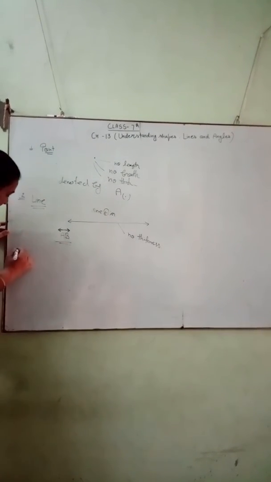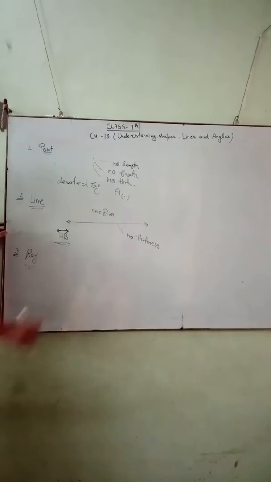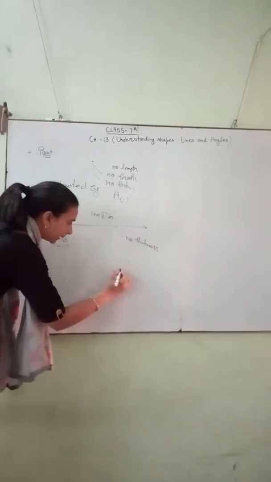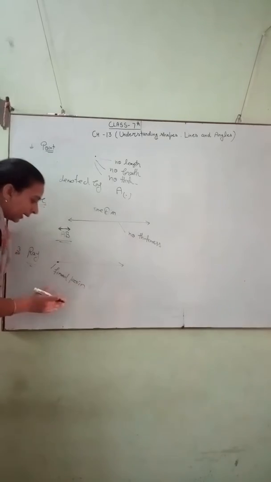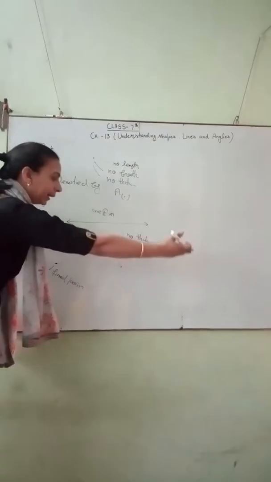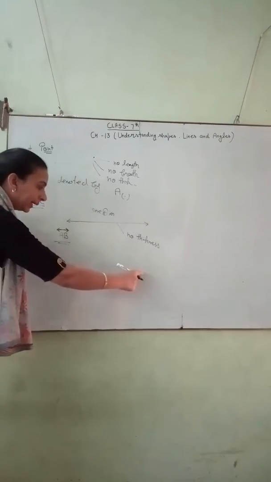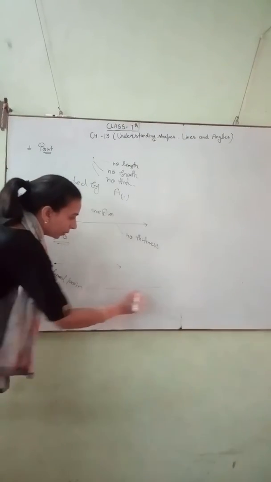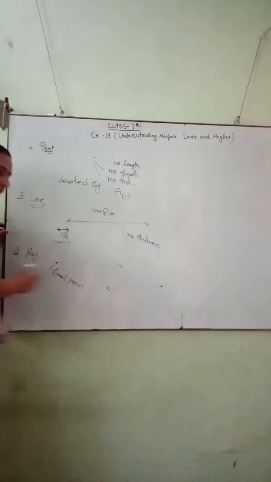Next, third point, a ray. What is a ray? A ray, we can take this type. There is one fixed point. This is a fixed point and a ray extends indefinitely in one direction. We extend it only in one direction and there is one fixed point. We can take it also in this form. This is a fixed point and we extend it in this direction.